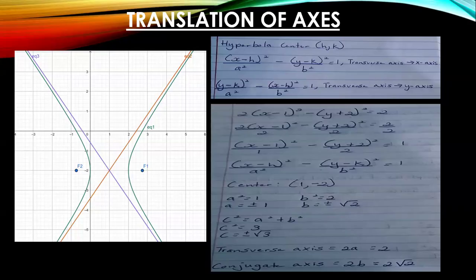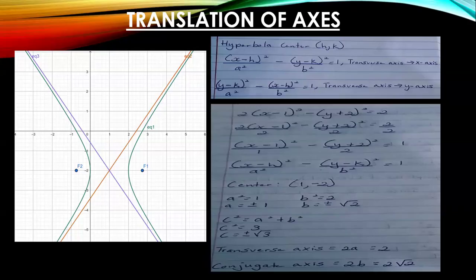Well, in this case, this graph is a horizontal hyperbola. That's the reason why we have an x transverse axis. The transverse axis is on the x-axis. When the y is positive, the transverse axis would be on the y-axis. So I have an example here to explain more about the translation of the axis.